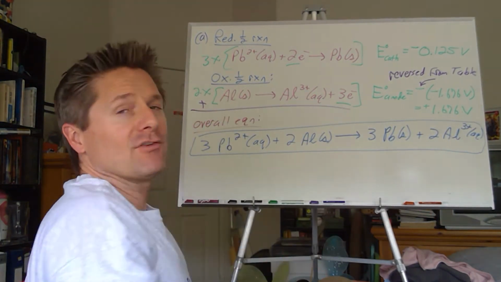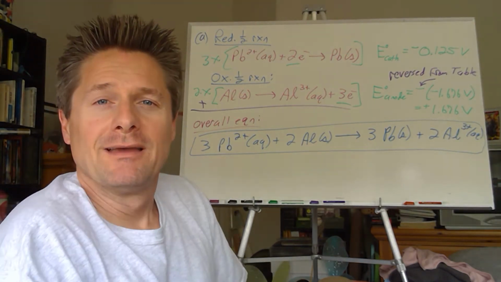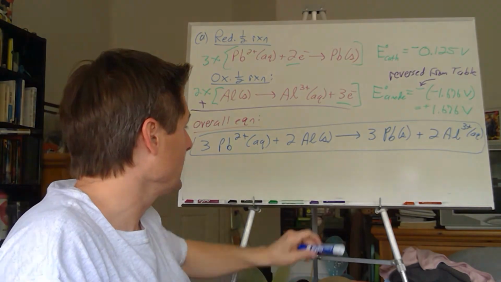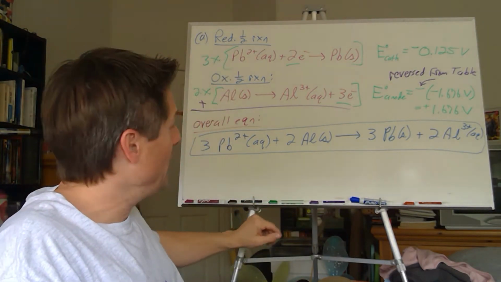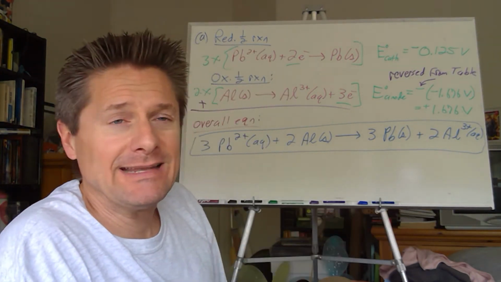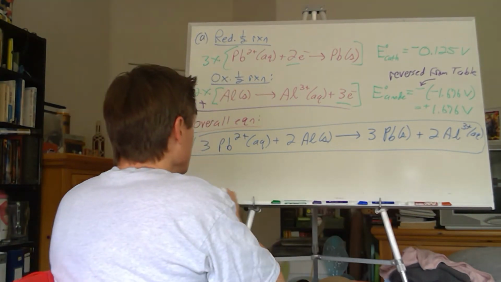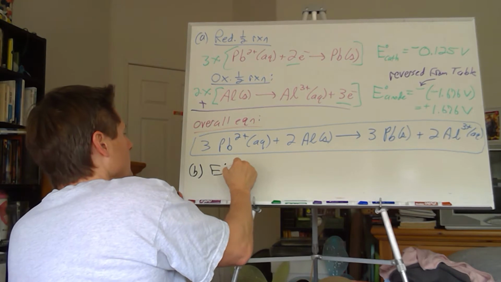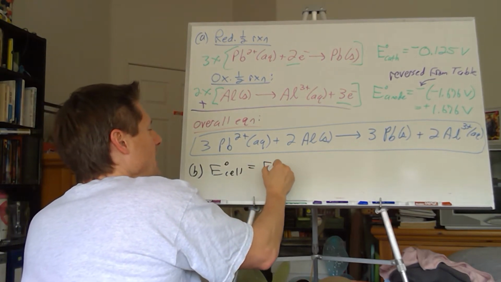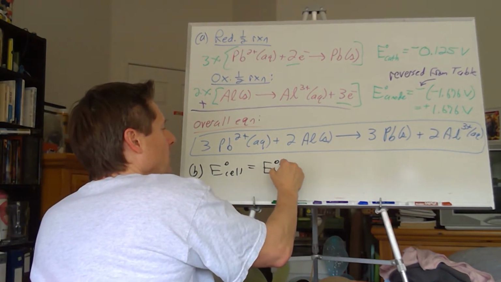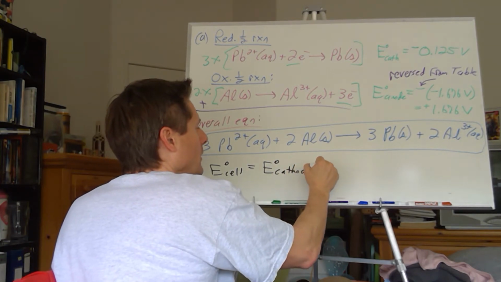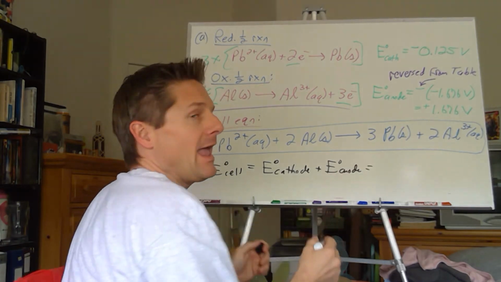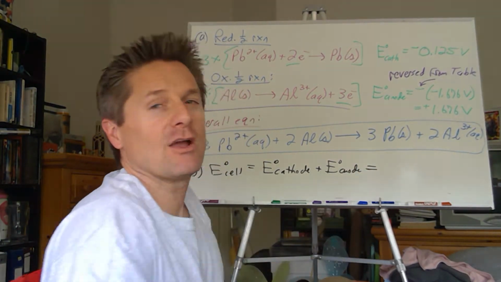And that right there is why I put the review videos from redox, because you got to be able to add those half reactions together and cancel out those electrons. Now for part B, it's really easy to get the overall cell potential. So that's just going to be the cathode plus the anode. So you don't even need the equation if you add them.